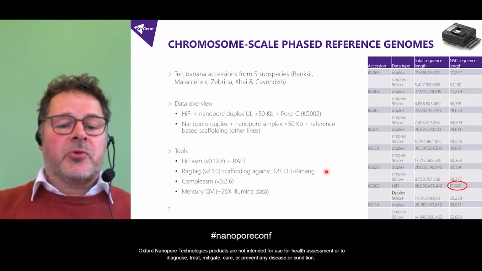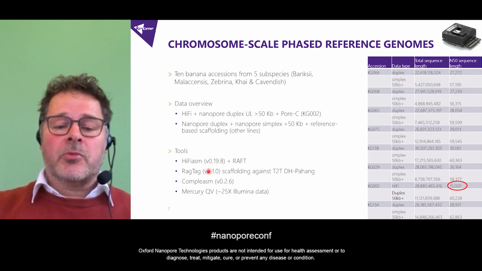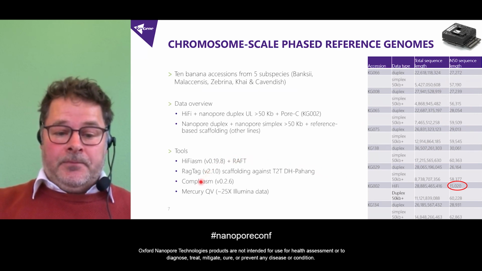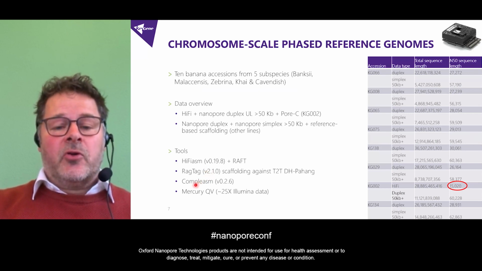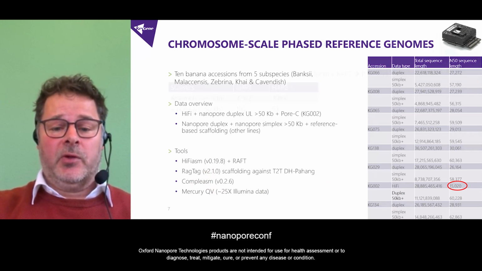The tools we used for analysis were hifiasm for de novo assembly in combination with RagTag for chromosome scale scaffolding, compleasm for determining the gene completeness, and Merqury for determining the consensus accuracy using 25x of Illumina data.